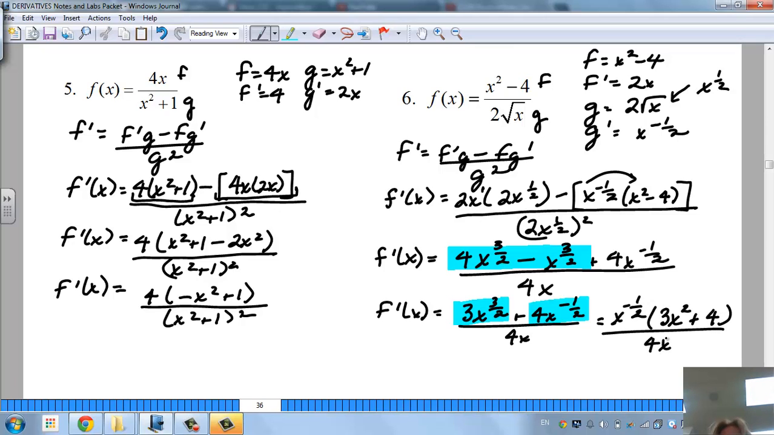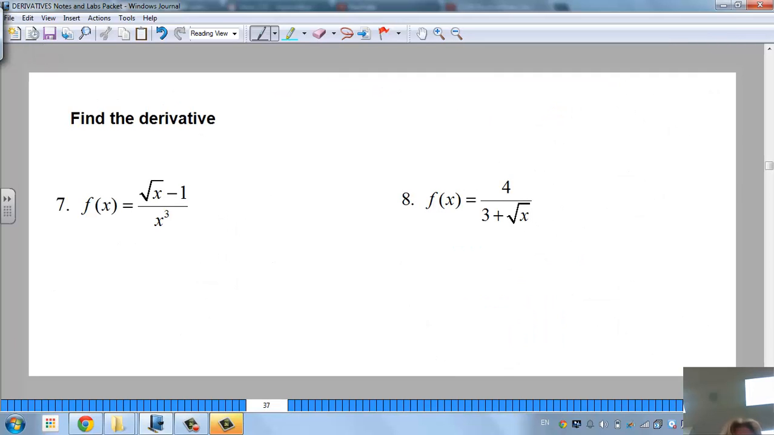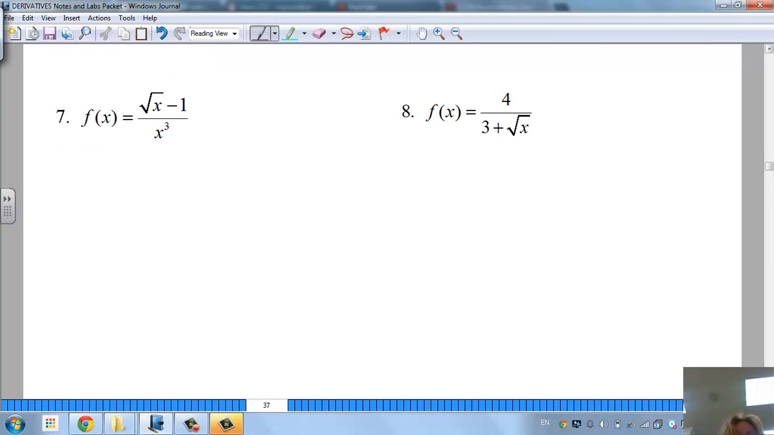Now this x to the negative half can go down, so I have f prime of x is going to be 3x squared plus 4 all over 4x to the 3 halves. I think the exponents will cause you the most problems, so it's good practice. Let's try a couple more.